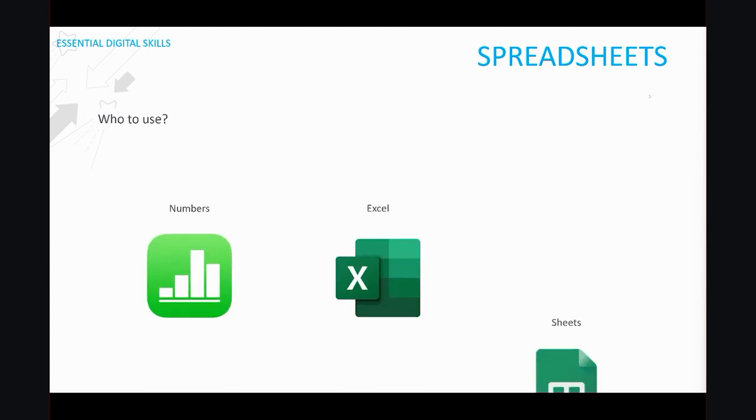Spreadsheets. Just like what platform to use for presentations, you will also need to decide which platform to use for your spreadsheets as well. Apple Numbers, Microsoft Excel, Google Sheets. And like before, they each open each other's files, but they're not always the same. You might find one has a particular formula, one doesn't. So be careful with which one you choose.